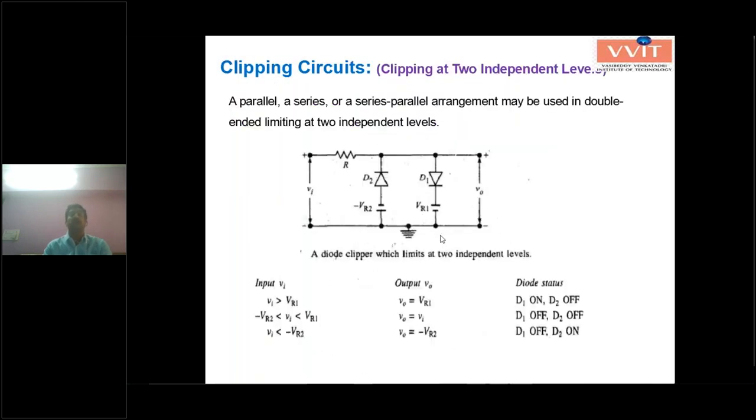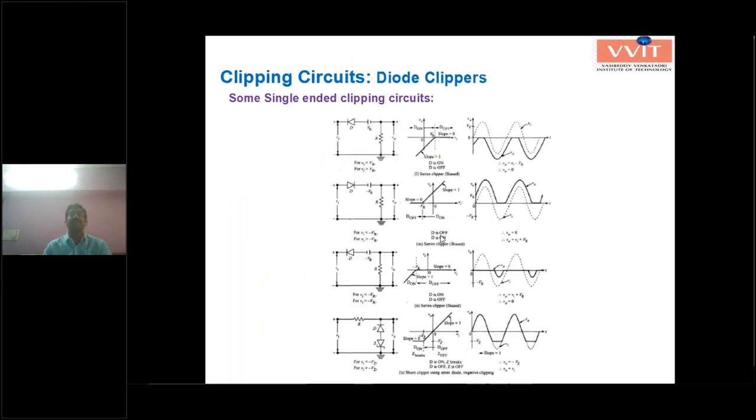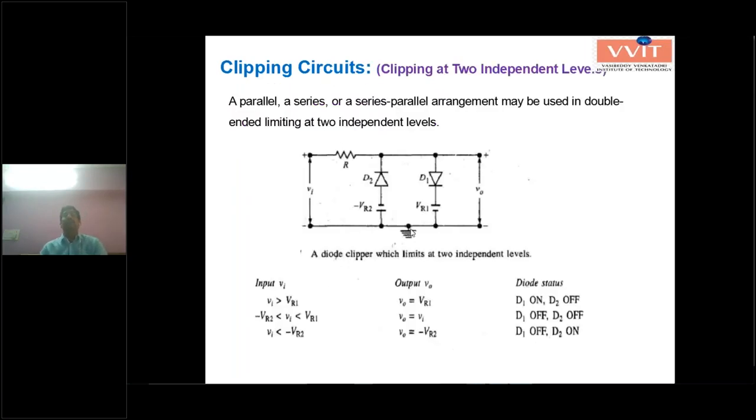Go through this one. Another important circuit diagram is clipping at two independent levels. This is a very important circuit diagram because there are more diodes here. That means 2 diodes and 2 reference voltages are connected. One diode is in forward bias direction, with positive reference voltage VR1 connected. Similarly, the other diode is in reverse bias direction, applying a negative supply reference voltage.